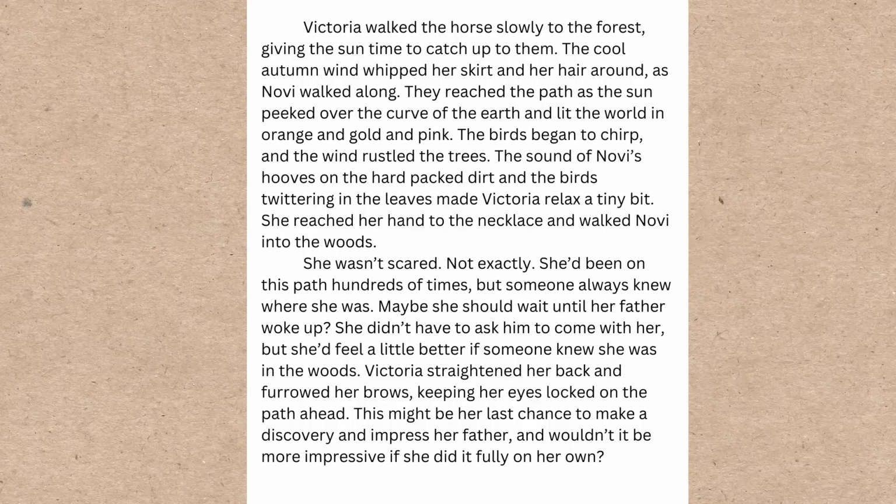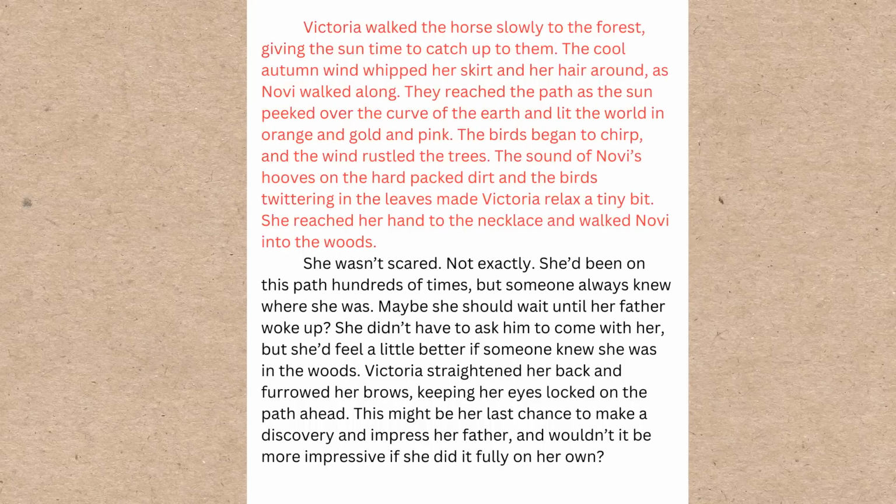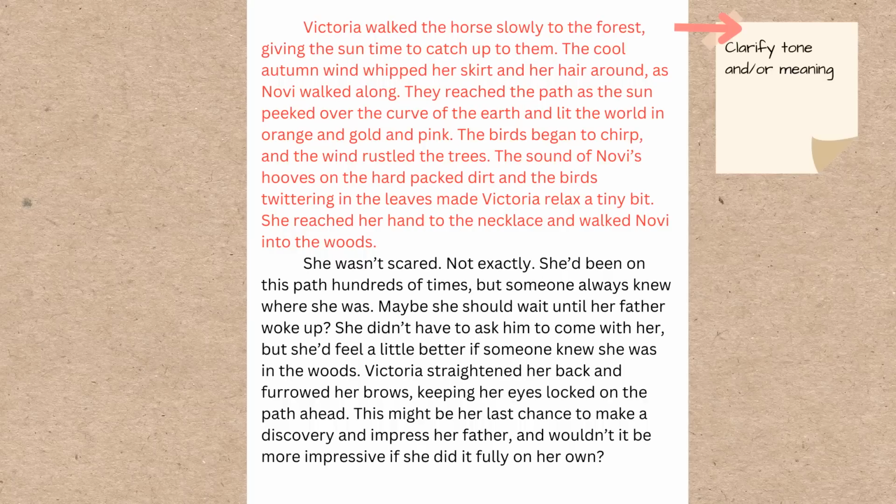Prior to mentioning that Victoria relaxes a little bit, the descriptions in this paragraph feel pretty choppy and lacking in tone or clear meaning. Like with the previous paragraph, there just isn't that clear glue to tie the sentences together. She walks the horse, the wind whips her skirt, they reach the path, the world is lit in orange, the birds chirp. There's a "this happened, then this happened, then this happened" feeling to the writing. There just isn't an overall sense of cohesion.